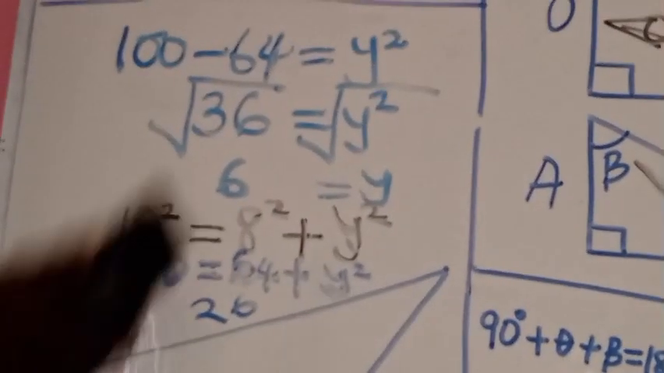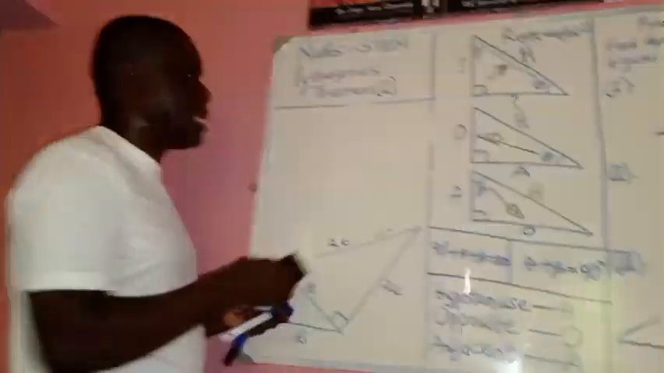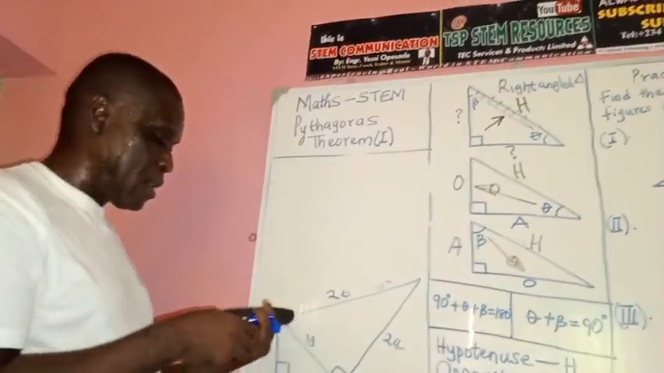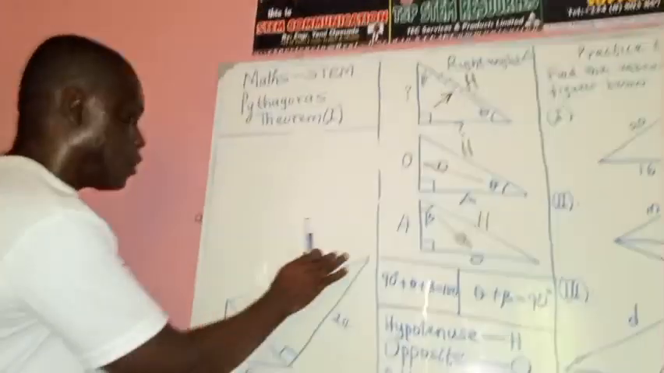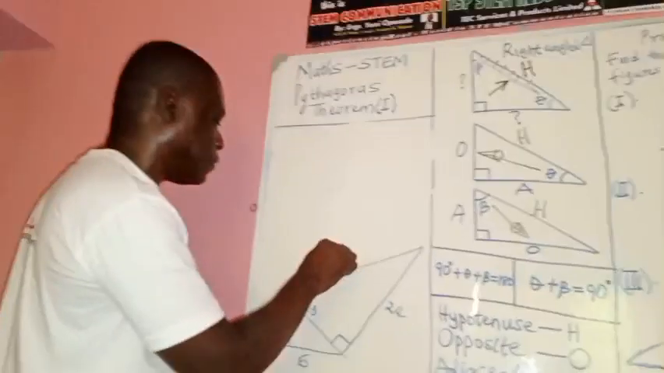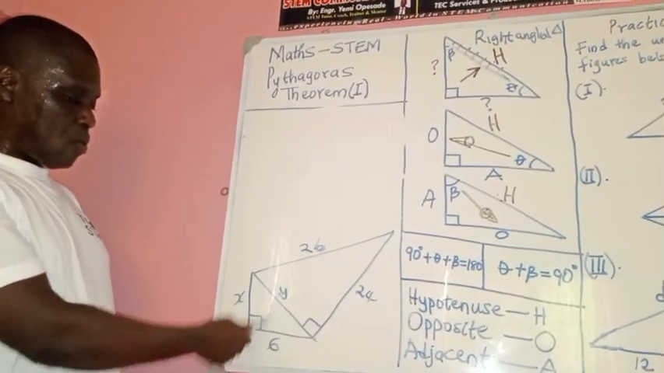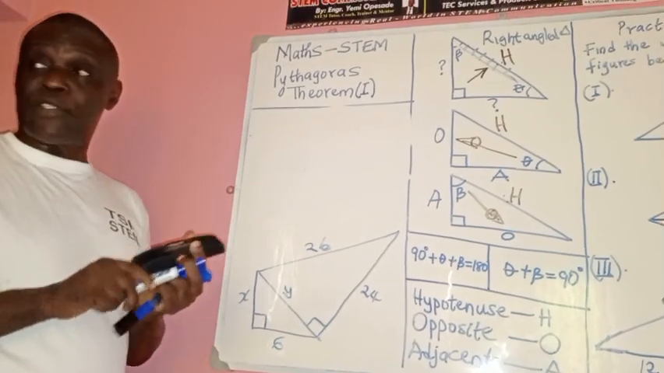Okay. Now, let's look at this other problem here. I want to clean this using Pythagoras theorem. Then I will explain to you what you do with those ones over there. Now, look at this. You are given this figure. We have to find x and y. Are you seeing it?